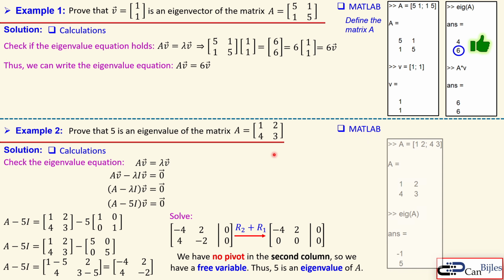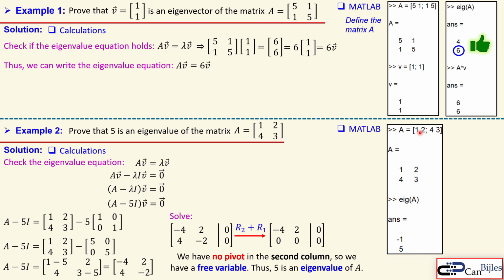Now let's go to MATLAB and the command window. Again, our new matrix A: 1, 2, and then semicolon 4, 3. We define the matrix and we calculate the eigenvalues of this matrix. You see here minus 1 and then 5. So there is indeed this 5 here. Of course there's another eigenvalue, because a 2 by 2 matrix will have 2 eigenvalues. If you have a 5 by 5 matrix, you will have 5 eigenvalues. So this is indeed as we have seen, and we have also proven that using this operation.